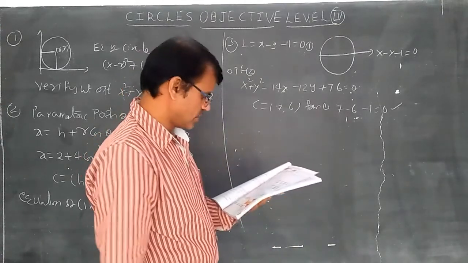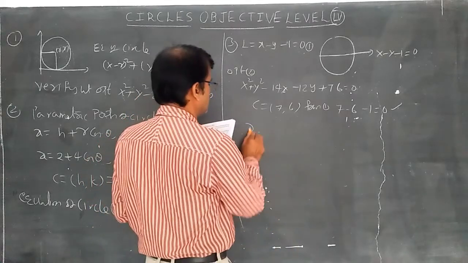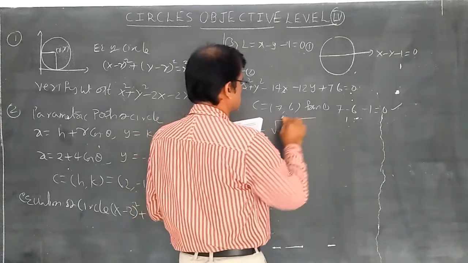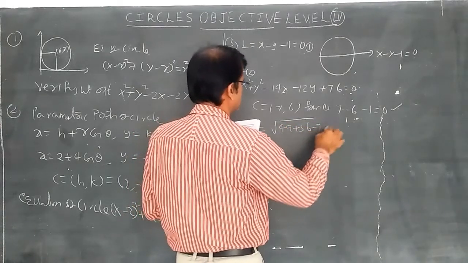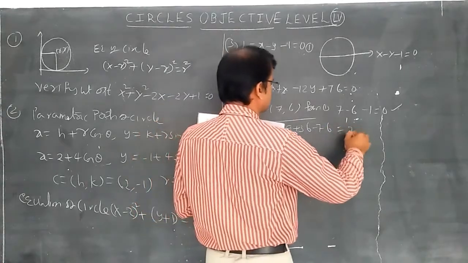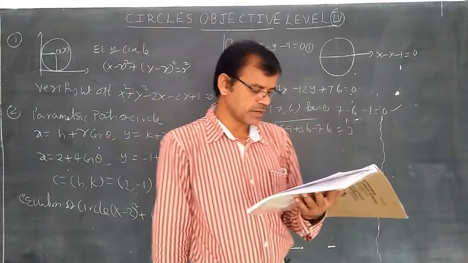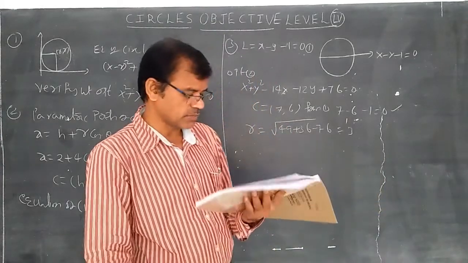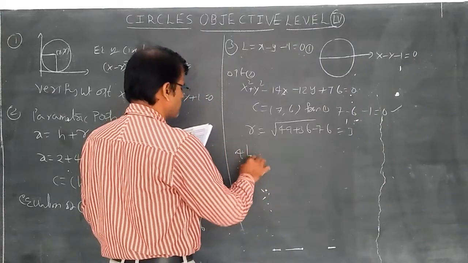Now let us check the radius. The radius is 3. Let us verify here: radius r is equal to the square root of 49 plus 36 minus 76. 36 minus 76 is minus 40, and 49 minus 40 is equal to 9, so the square root of 9 is 3. The second option is okay. For the third option, it is minus 136, which is not at all possible.